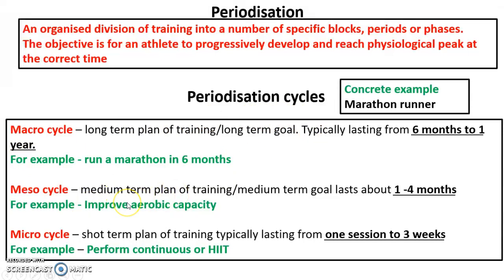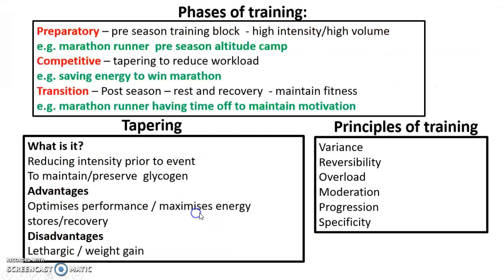Now, on top of that, meso cycle, medium-term plan, 1 to 4 months. And the key thing here is you're talking about the component of fitness that the performer, the marathon runner, would aim to improve. Easy, aerobic capacity. Finally, your microcycle, that short-term plan. So now we're looking at the 1 session to 3 week period, and this is where we'd have to give an example. For example, performing something like continuous or HIIT training within the individual sessions that we're taking part in.